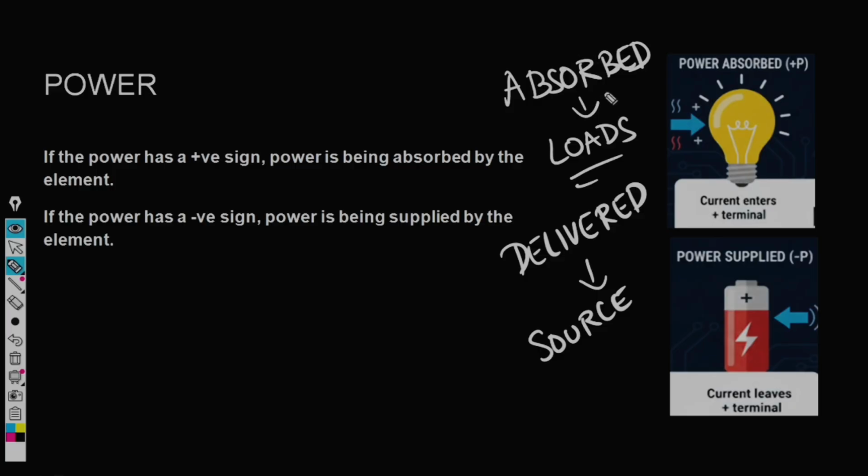And how will you identify which component absorbs energy, which component delivers energy? If current leaves the positive terminal, immediately you know here power is supplied or delivered. On the other hand, if current enters the positive terminal, we know here power is absorbed. If power has a positive sign, power is being absorbed by the element. If it has negative sign, it is being supplied by the element. This is nothing but passive sign convention that you need to know when you learn about power.